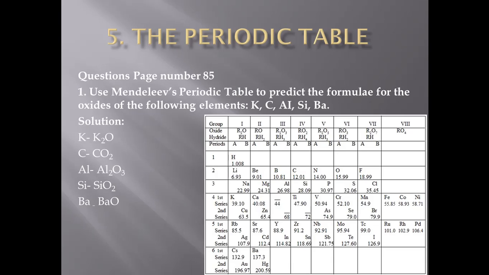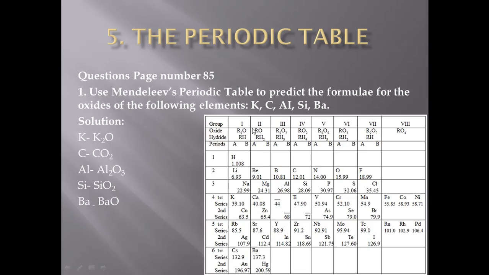And now the question is from page 85. The question is, use Mendeleev's periodic table to predict the formula for the oxides of the following elements: potassium, carbon, aluminum, silicon and barium. The oxides and the hydrides of various elements are given in the table. The general formula is given. So you can refer to the general formula and find out the oxides of these elements.